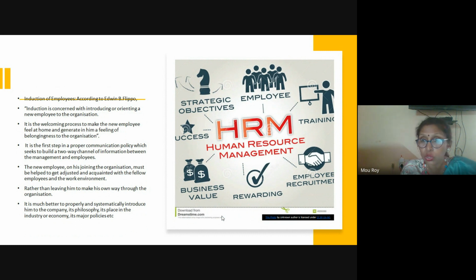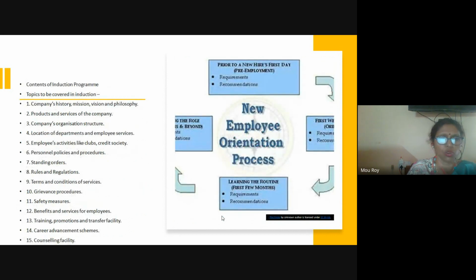So the company should make an awareness of where induction is, and they need to know where the company is placed in the industry or the economy. That is very important, and its policies, rules, regulations and so on. These are some of the conduct of new employee orientation: what the program is like, what the rules are, what the standing orders are, what the safety measures are. Yes, one thing I just left out, that is the grievance procedures.